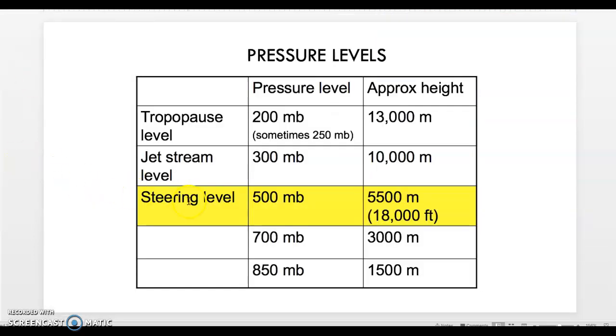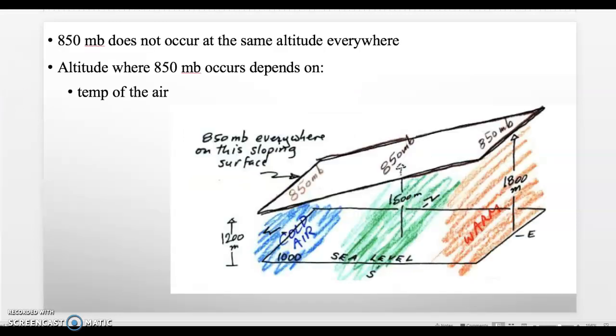In fact, the 500 millibar chart is what's called the steering level chart. It's going to be the one that we refer to most often. Pilots often refer to the jet stream level chart at 300 millibars, which is obviously higher. Let's talk about how these are developed, and we'll talk about them by using a lower chart. We'll talk about developing these upper level charts by using an 850 millibar chart.